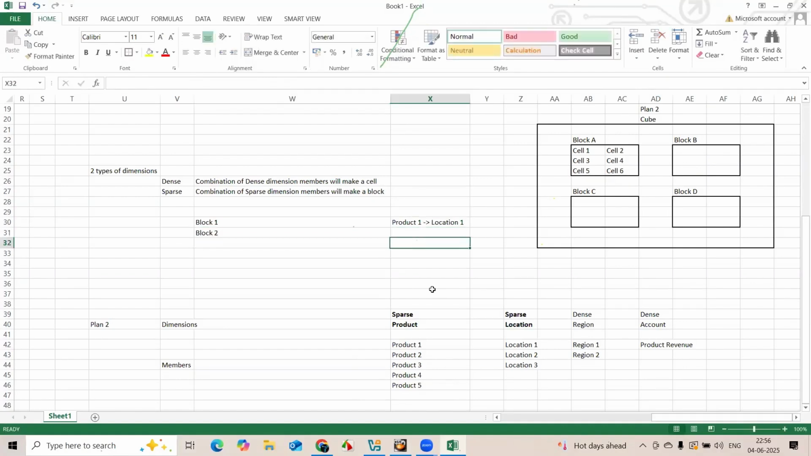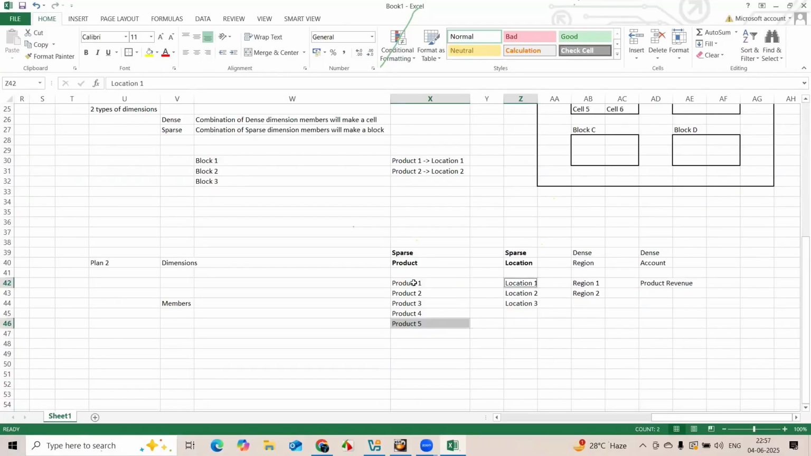And coming to block 2, what makes block 2? Product 2 with respect to location 2 will make block 2. What makes block 3? Product 3 with respect to location 1. Similarly, block 4 is product 4 with respect to location 1, and block 5 is product 5 with respect to location 1.